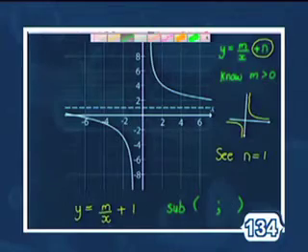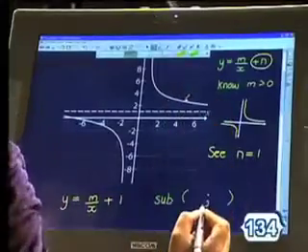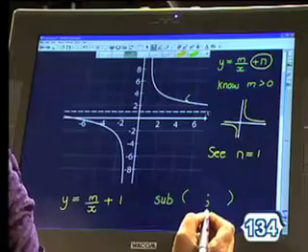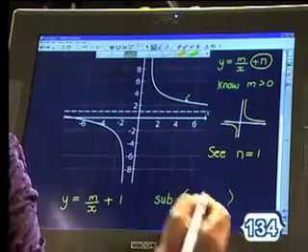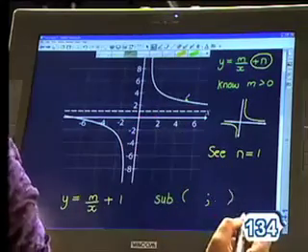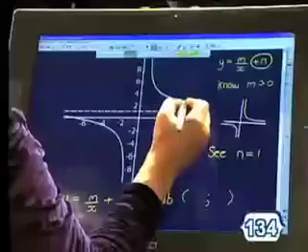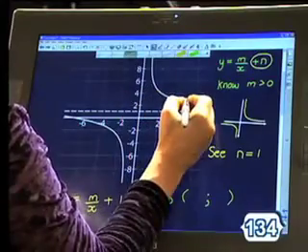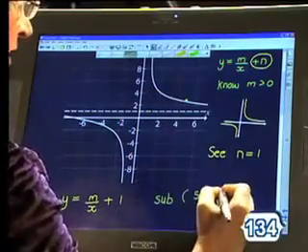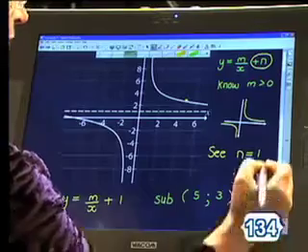Now, the book actually says, let us have a look and substitute in the point 5, 3. But really, it's up to you which point you wanted to choose. If you wanted to choose another one, that would be up to you. I could choose any one that was lying on this particular graph, but to go along with the book, we're going to use an x value of 5 and a y value of 3. So x 5, y 3.